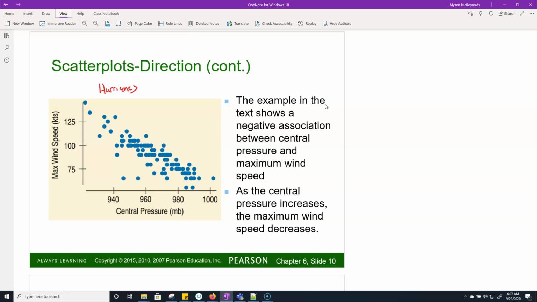And when that pressure starts getting really low, and they notice that the pressure is dropping, they know we're about to have a really bad hurricane. It's about to get nasty. So that makes sense. As the pressure gets lower, the wind speed gets higher. They have a negative relationship to each other.